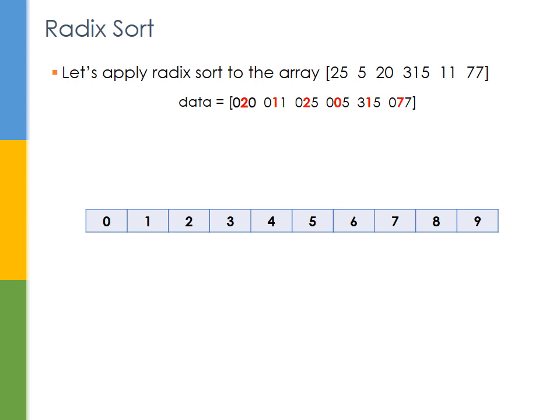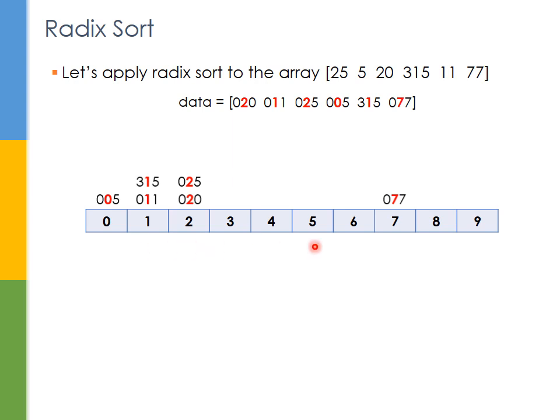So the value 20 goes into the pile for the digit 2, 11 goes into the pile for the digit 1, 25 goes into the pile for the digit 2, 5 goes into the pile for the digit 0, and note here that we are working with the digit 0, which is a padding digit for the number 5. Then we move on to 315, which goes into the pile for the digit 1, and finally 77 goes into the pile for the digit 7. So now we've run through all of the values in the data array.